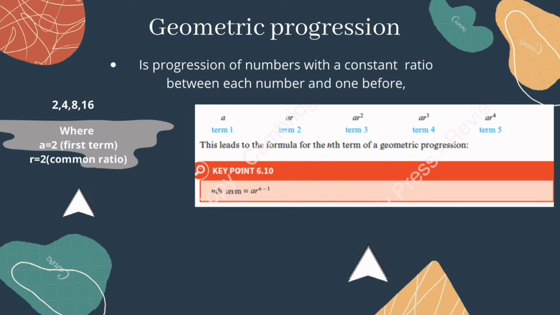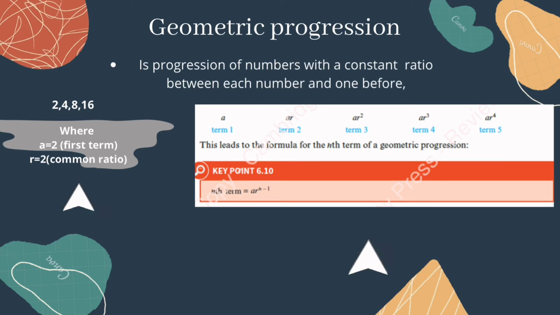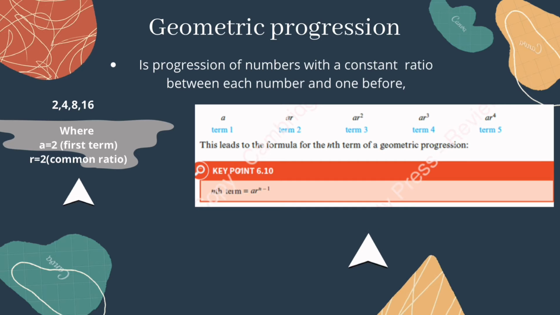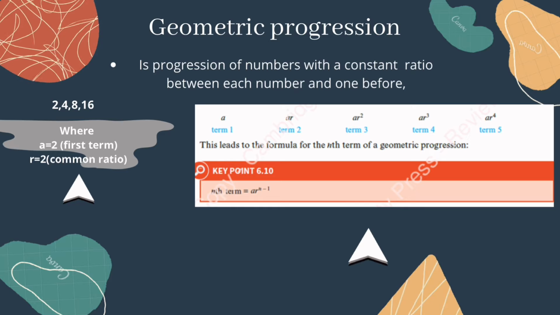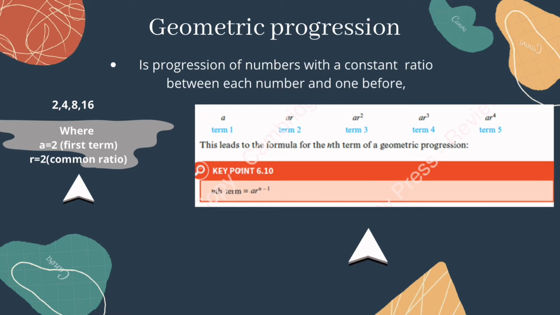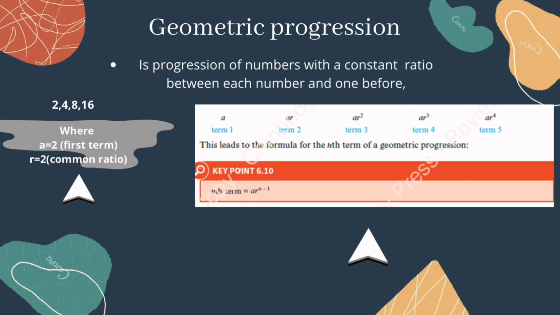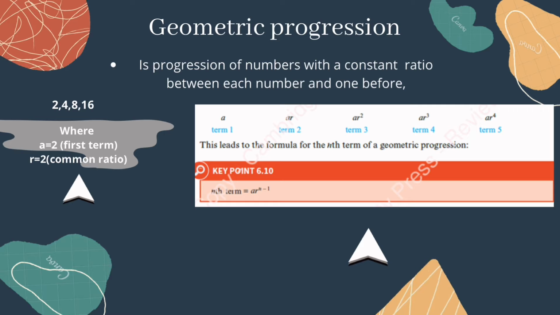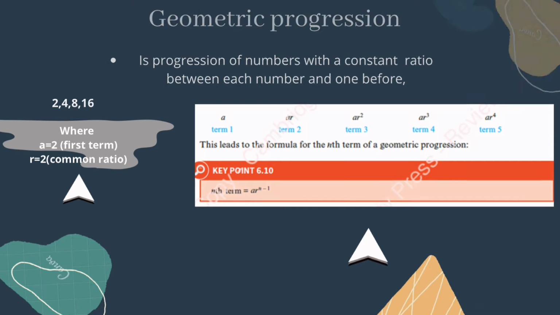Alright, so we will move on to geometric progression, which is a progression of numbers with a constant ratio between each number and the one before. As we can see on the left side, the sequence is 2, 4, 8 and 16, where a is the first term and r is the common ratio. Alright, on the right side, the formula for the nth term is a r to the power of n minus 1.